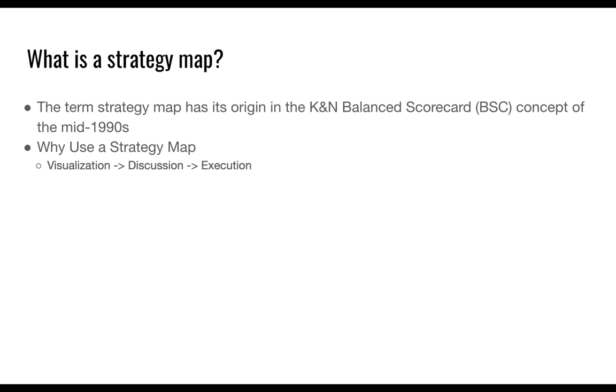Finally, strategy maps help us to visualize the strategy, they help us to discuss the strategy, and when we execute the strategy, they help us to keep track of what we are doing. So, the execution step. This is a very general, very brief description of the purpose of having a strategy map, but I think that's the key answer to the question, why do we need a strategy map?